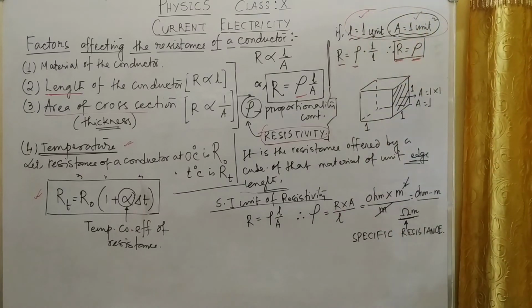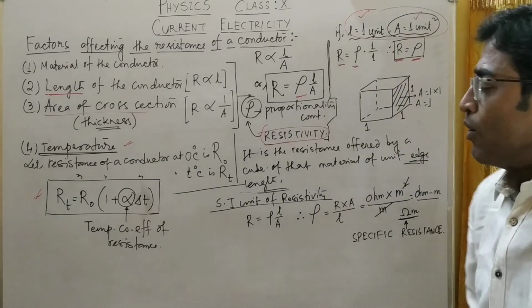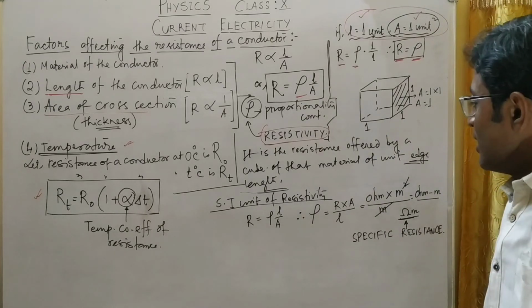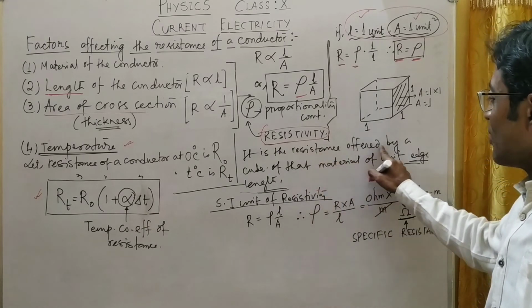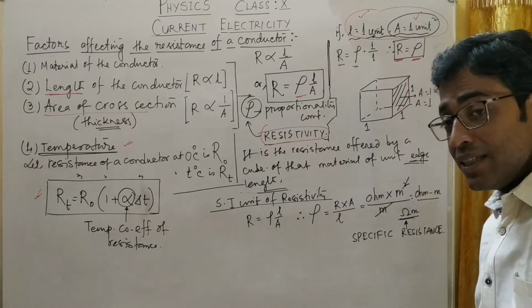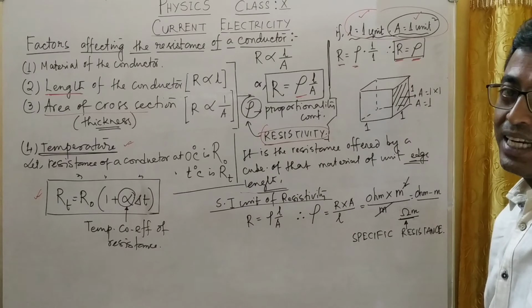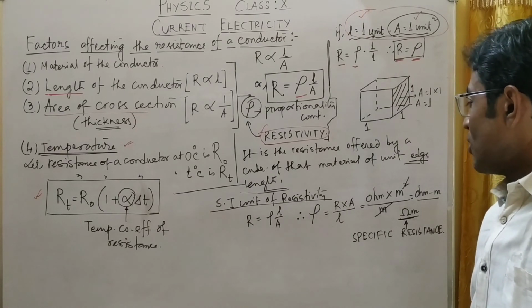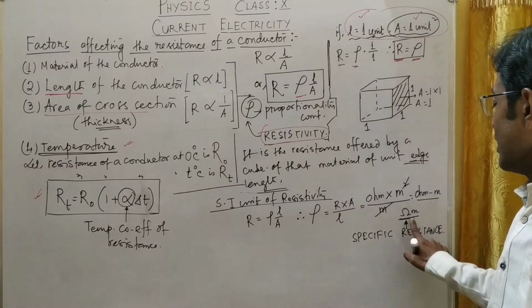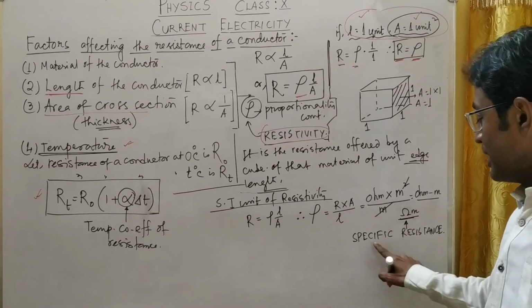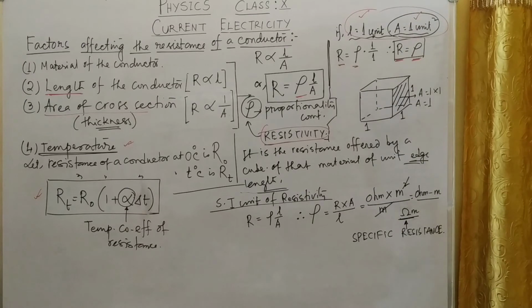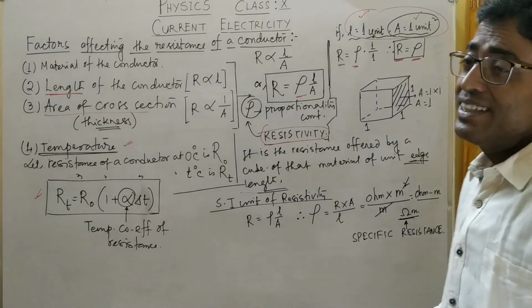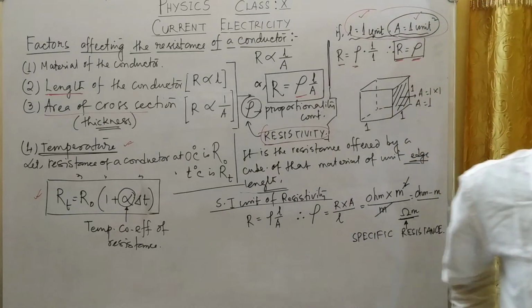The meaning of this line: we are talking about a cube of unit edge length. So it is the resistance offered by a cube of that material of unit edge length. That is called the resistivity of the conductor. And what is the SI unit of resistivity? Ohm meter. Remember, this is also known as the specific resistance of the conductor. Remember this one.